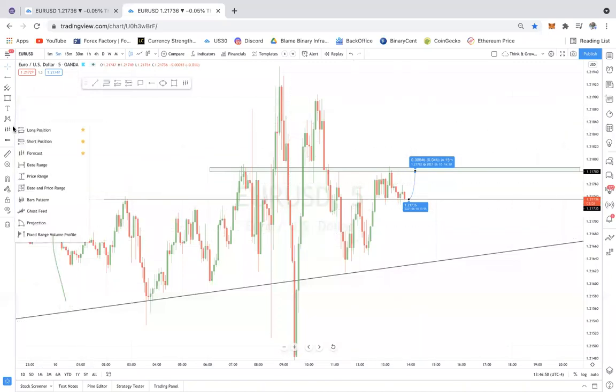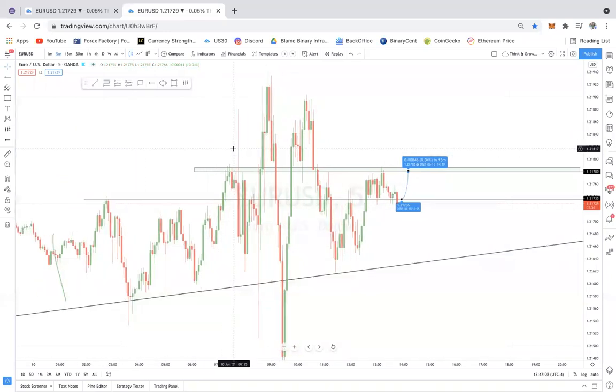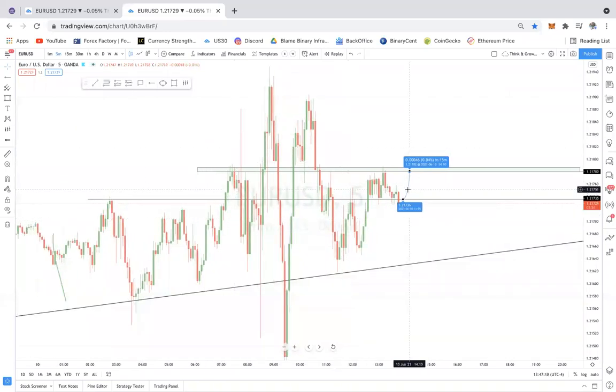What's the name of the tool? It's actually over here. If you come here, it's called Forecast right here. All right, perfect. So that's the name of the tool.